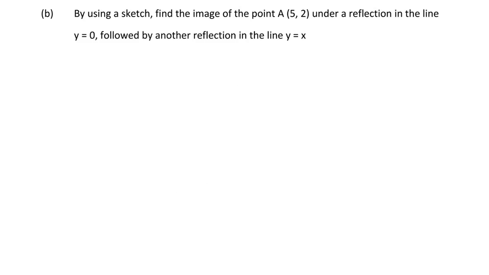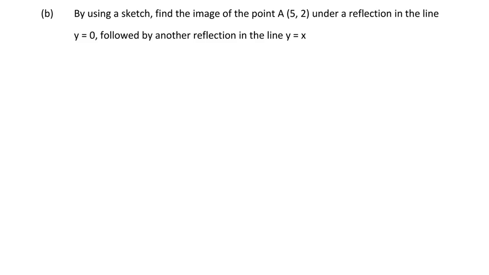For part B, by using a sketch, find the image of the point A 5,2 under a reflection in the line y equals to 0, followed by another reflection in the line y equals to x. Okay, so this is the transformation problem. We have to remember that for the reflection, image is located the same distance from the line of reflection as the original point, but opposite side of a line of reflection. And also, the line joining the original point and an image is perpendicular to the line of reflection.